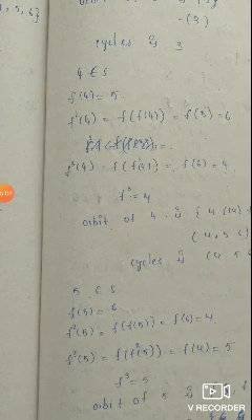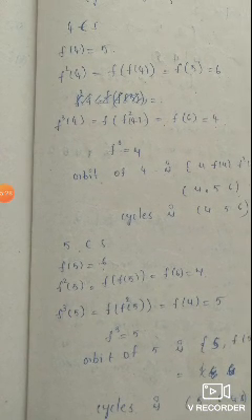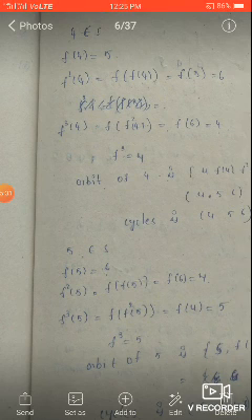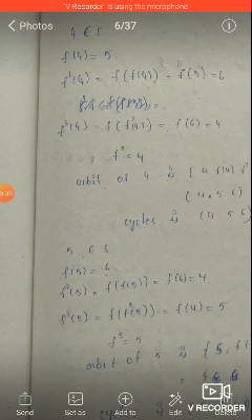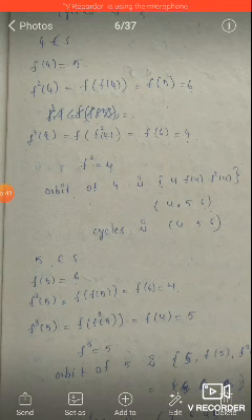Next we go to another element. 4 belongs to S. f(4) is equal to 5. f square of 4 is f(f(4)), f(4) is 5, and f(5) is equal to 6, so f square of 4 is 6. Now f cube of 4 is f(f square of 4), f(6) is equal to 4, so f cube of 4 is equal to 4.